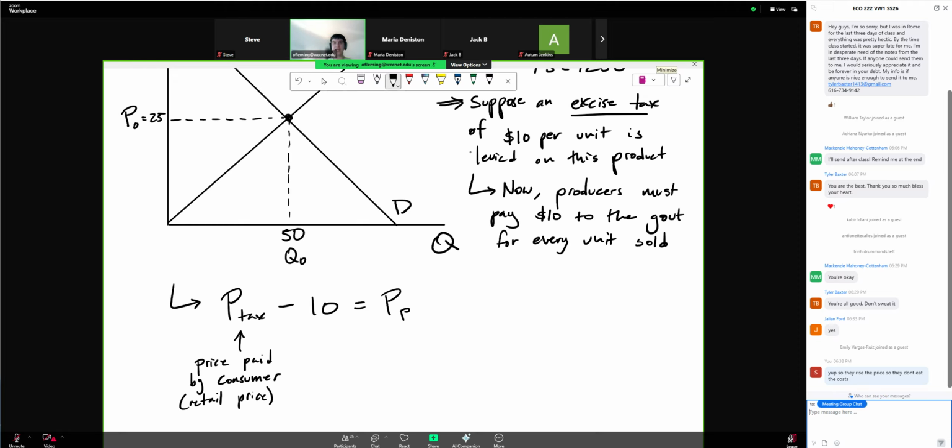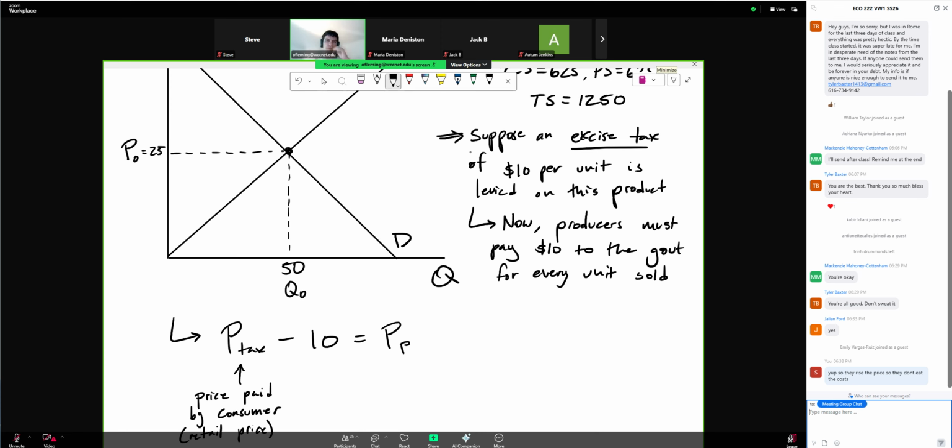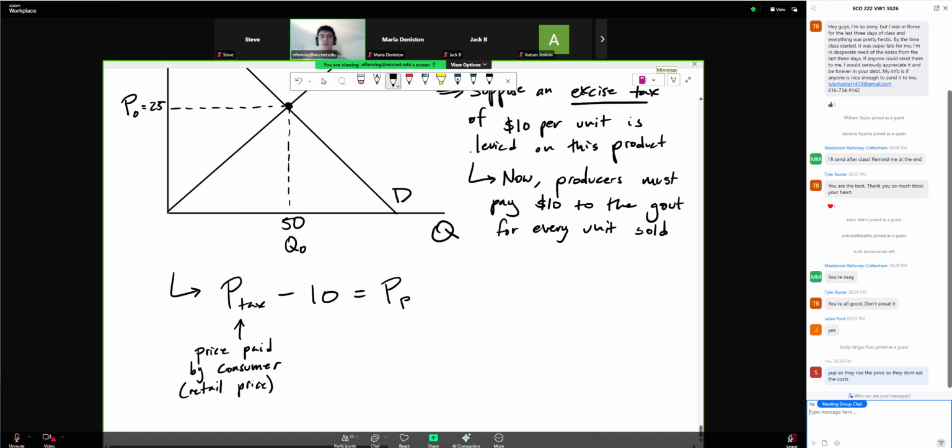Okay, so if the price of a carton of cigarettes is, let's say, $10, that's an unreasonable tax, obviously unrealistic at this point. But if, for example, you go to the gas station and a carton of cigarettes is $20, that's P tax. It's just the retail price that consumers pay. I call it P tax because it's the equilibrium price after the tax. Then you have this $10, which is the tax. You take the price the consumer pays, you subtract off the tax, and that leaves you with PP, which is the amount that is kept by the producer per unit, after paying the tax.